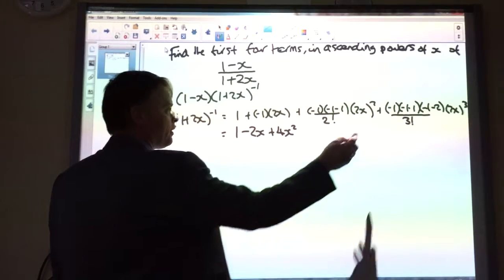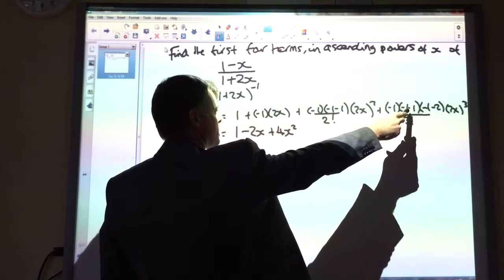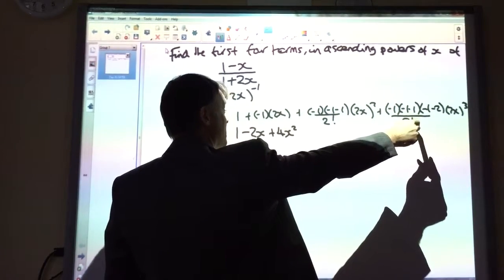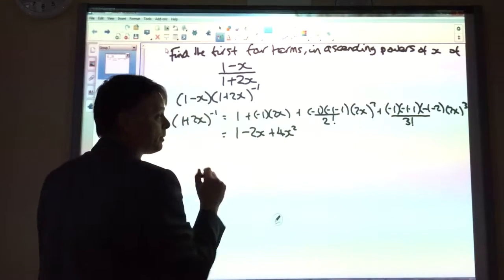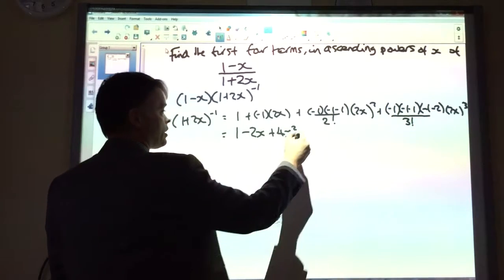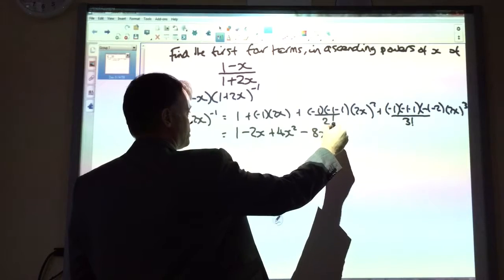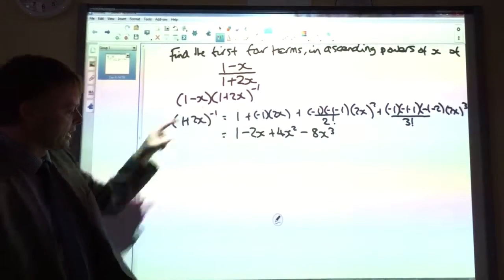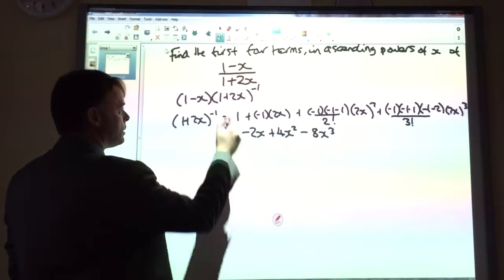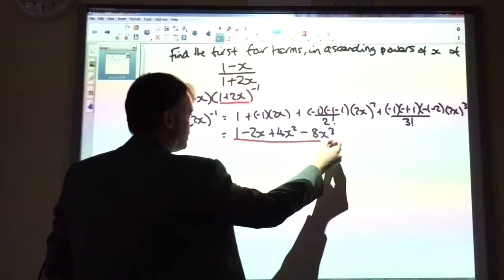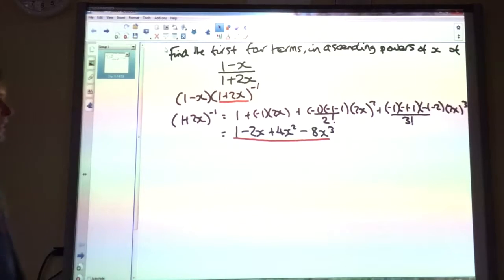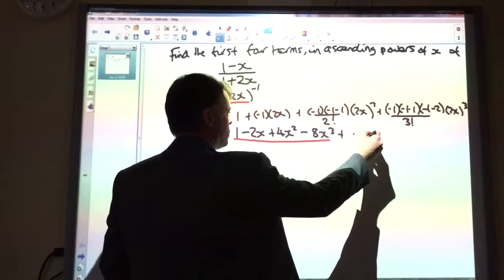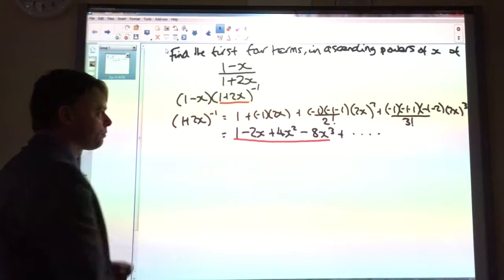And then this one here, you've got minus 1 times minus 2 times minus 3, which is minus 6, divided by 3 factorial, which is 6, that's minus 1, times 2x all cubed, which is 8x cubed, so minus 8x cubed. So that thing is the same as that thing there. So this and this are equivalent. Obviously, again, this will go on forever as well.